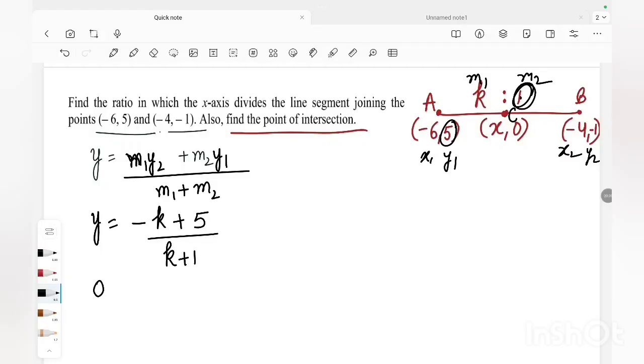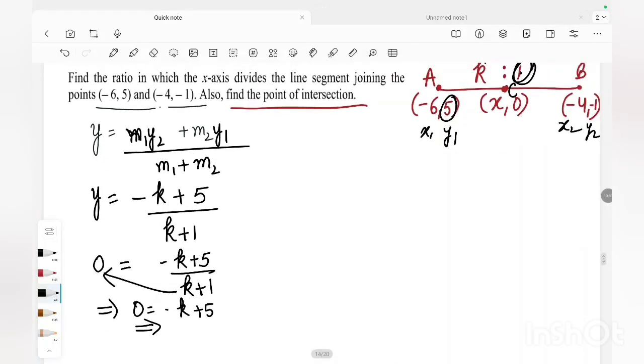Y coordinate is 0, so 0 equals minus k plus 5 upon k plus 1. So k plus 1, when we take it to this side, 0 becomes 0, so 0 equals minus k plus 5. This implies the value of k is 5. Done. Successfully we have calculated the value of k.